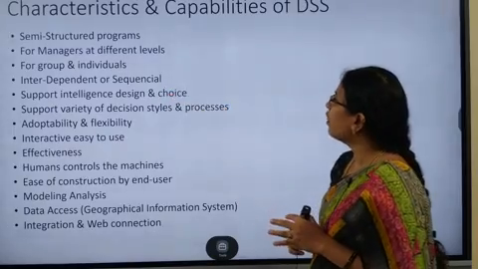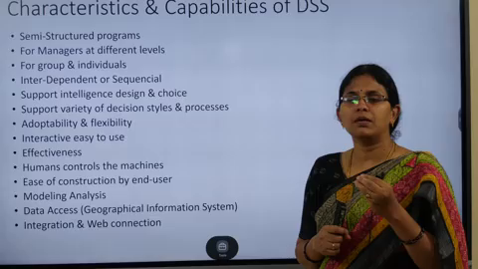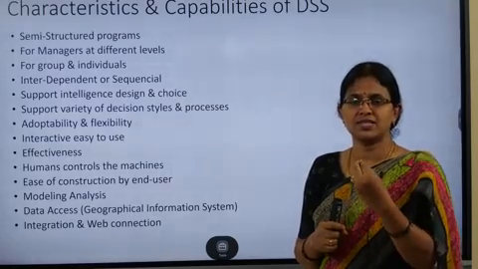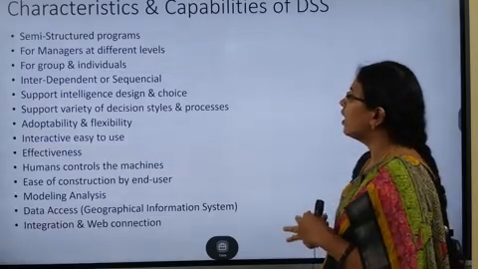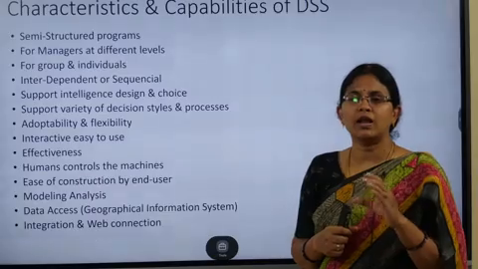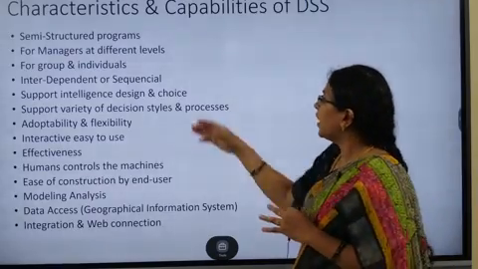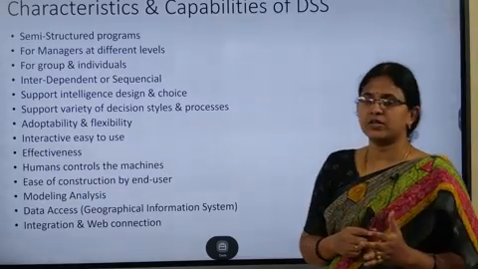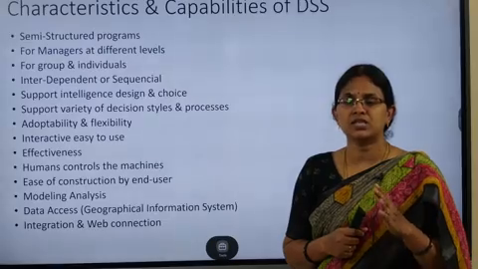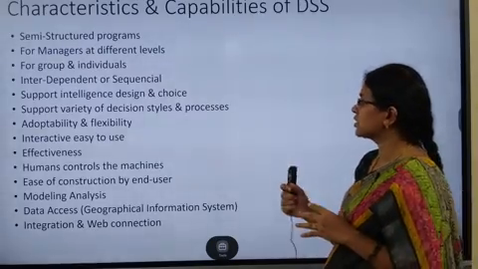And next one, for managers at different levels. It helps managers at different levels to take prompt decisions on how to utilize the resources in the organization. And for groups, teams and individuals also, it is helpful in managing the work in a prompt manner. And interdependent or sequential. Any work in the organization which is interdependent or sequential, in such cases also you can use decision support systems.